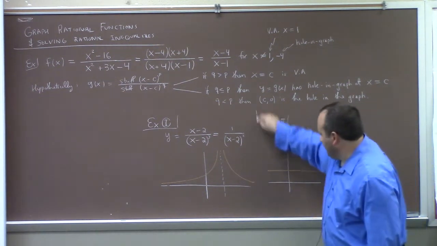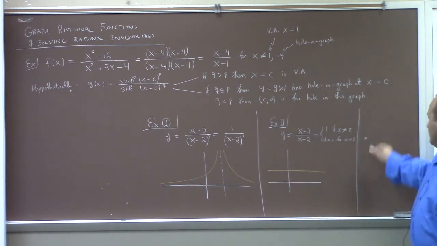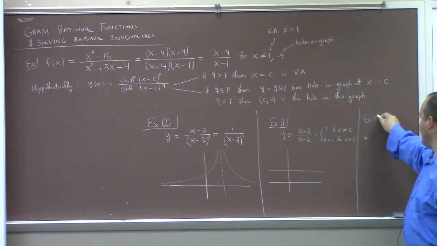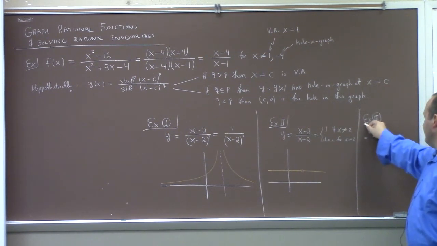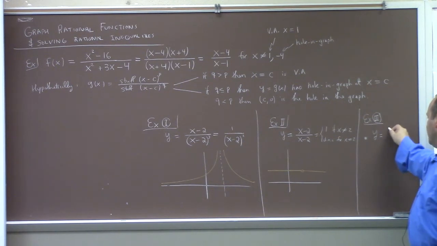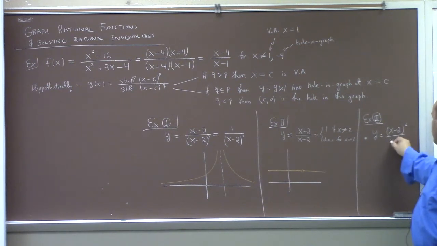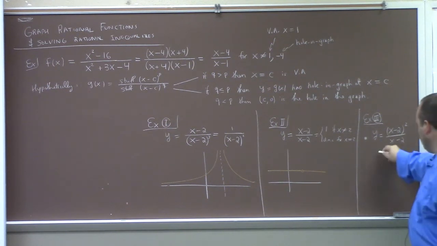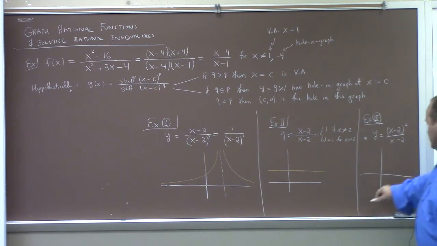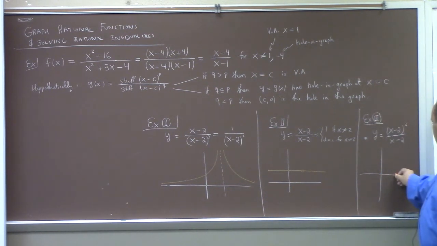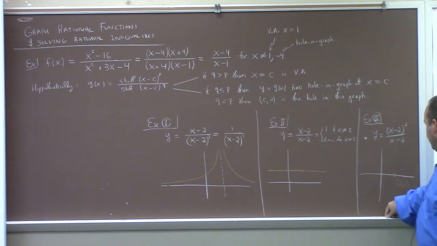And then example 3, if we had y equals, say, x minus 2 squared over x minus 2, then the hole in the graph is at the x-axis. It's actually 0. Here the hole is 2, 0. So basically, this is the line y equals x minus 2.